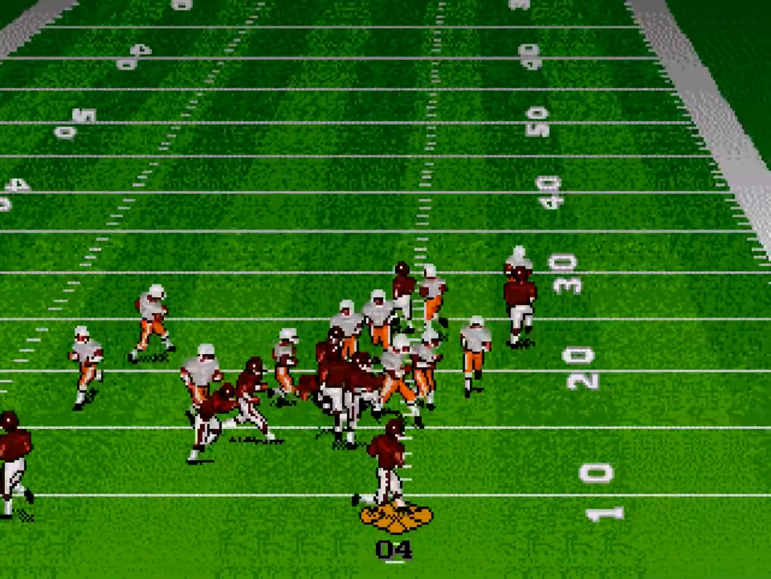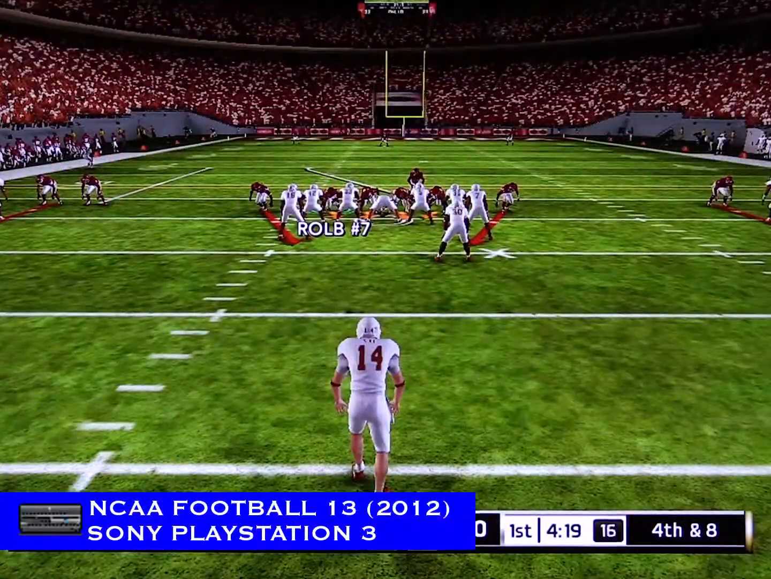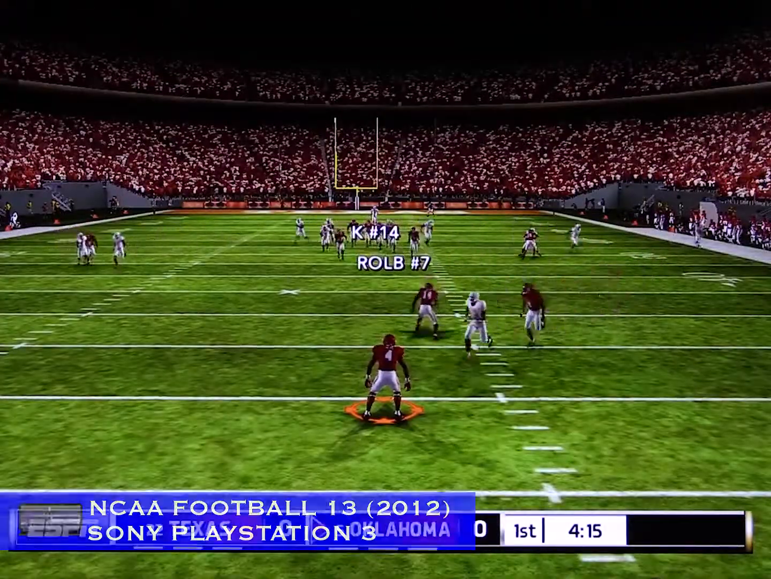But in the grand scheme of things, I'm sure there are much better versions of NCAA football to play since then. I'm sure any number release on the PS3 or Xbox 360 would be much more exciting to play.